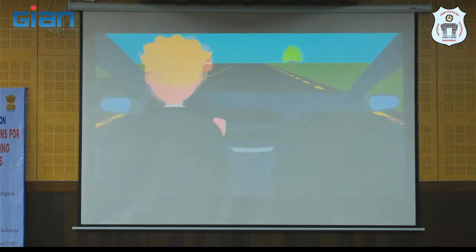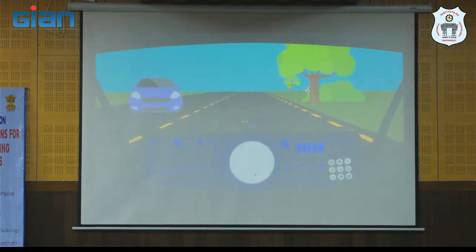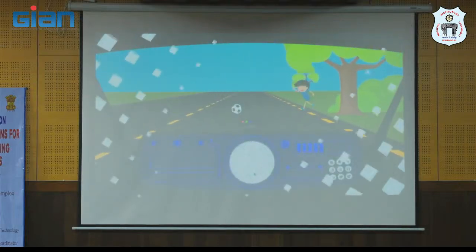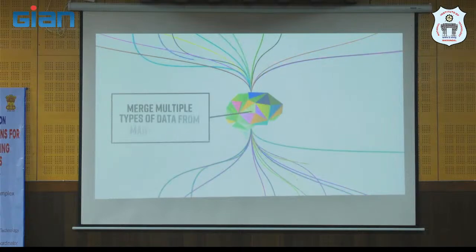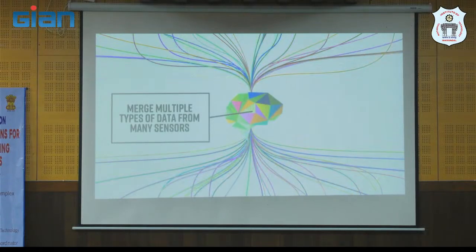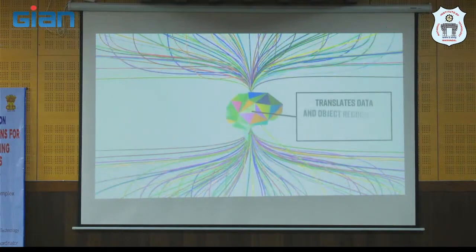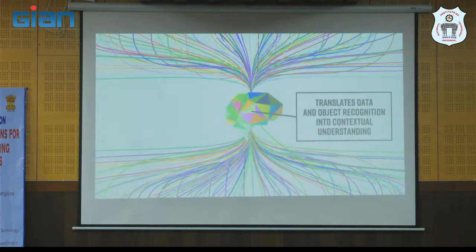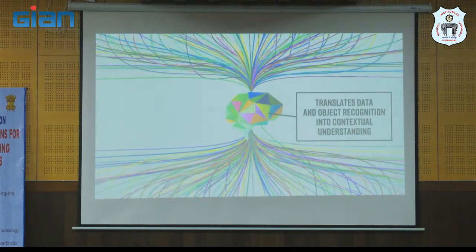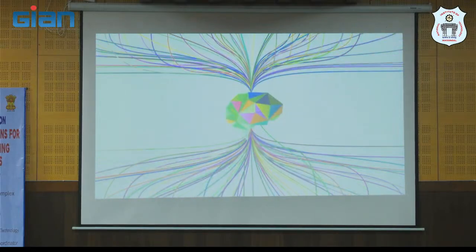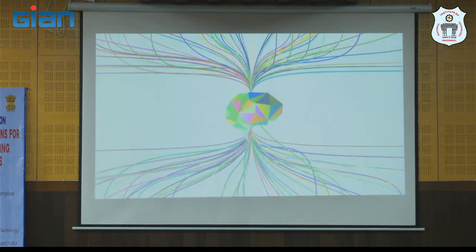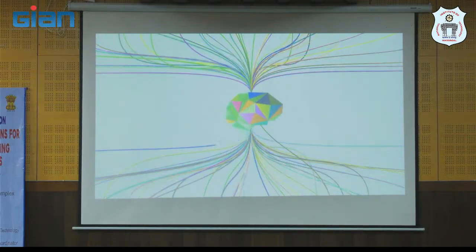As humans drive, we predict what drivers and pedestrians are going to do next. We constantly assess the risks and hazards and try to minimize accidents. An autonomous car must do the same. Autonomous cars need to merge multiple types of data from many sensors that allow for fast object recognition, as well as develop the reasoning that translates data and object recognition into contextual understanding from which decisions can be made. Predicting the behavior of other drivers, bicyclists, pedestrians, and hazards should be integrated into decision-making.